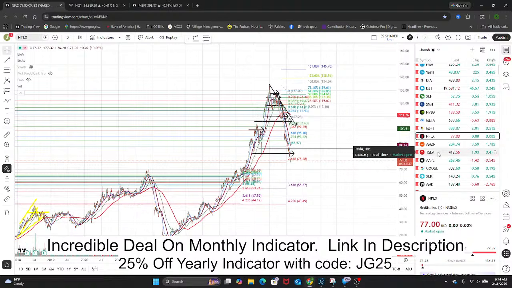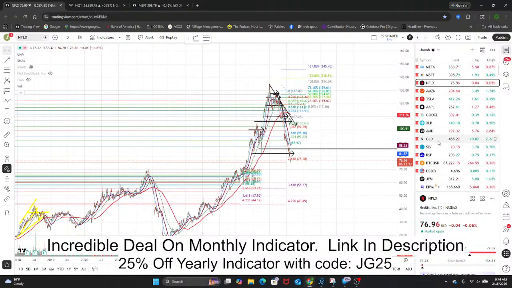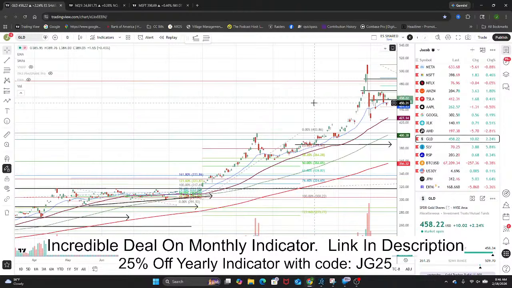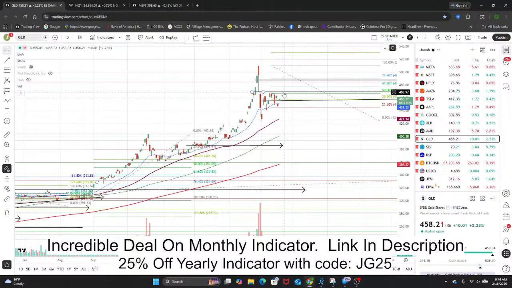Everybody else kind of normal today, nothing crazy. Nvidia still stuck in a range. Gold, big bounce off of the big. So yesterday, big rejection. Today, big bounce. Consolidating down here. They got to get back above 469 to be bullish again.